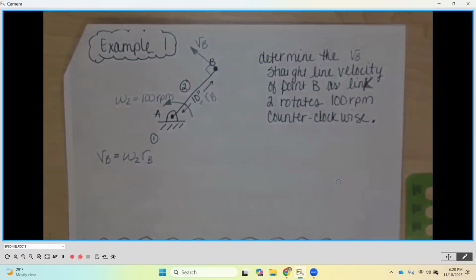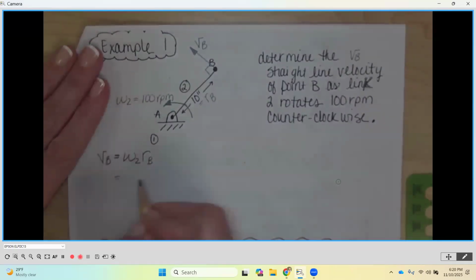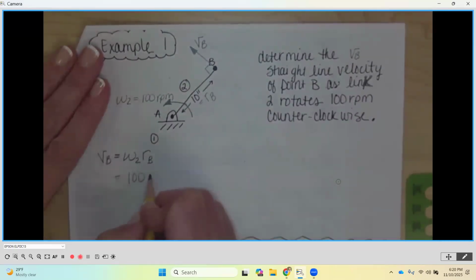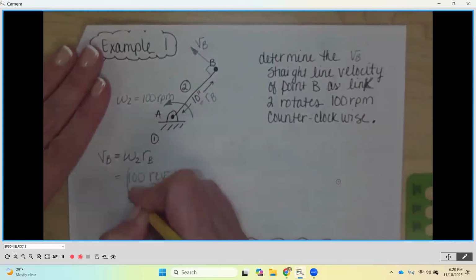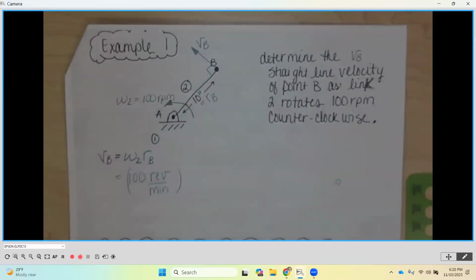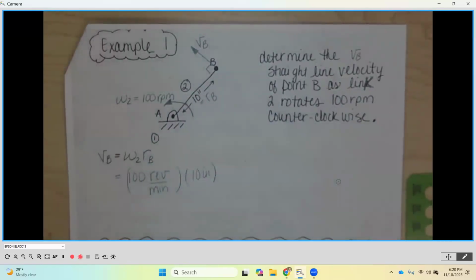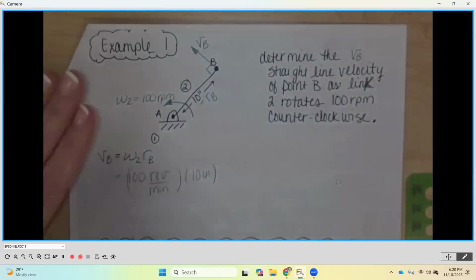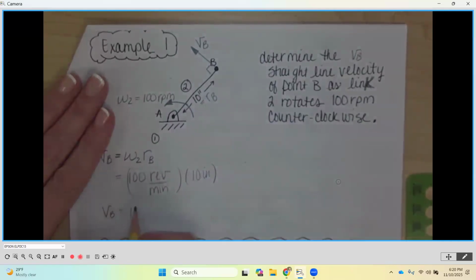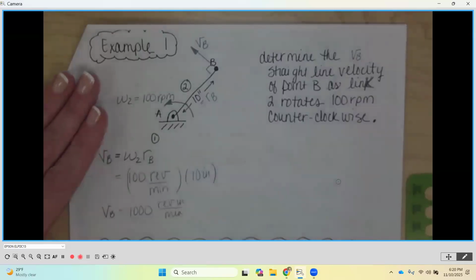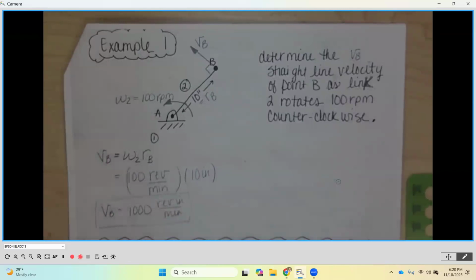Okay. So now we'll fill in our numbers. Now remember, revolutions per minute. We have to show it in its up-down format. So this is going to be 100 revolutions per minute. That's our W2, right? And then we're going to take our radius of B. That's going to be 10 inches. Okay. So when we multiply this out, our velocity B is going to be 1,000, right? 100 times 10. And it's going to be revolution inches per minute. Box around that, ready to go, right?